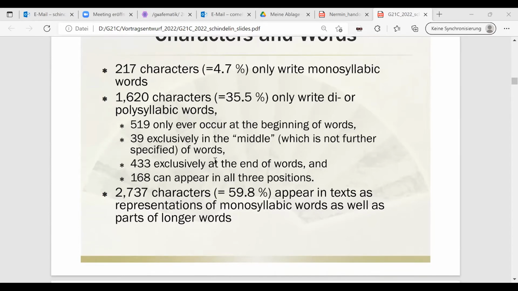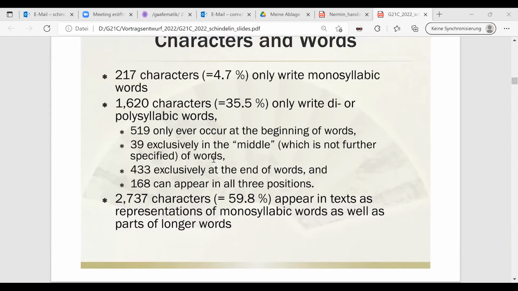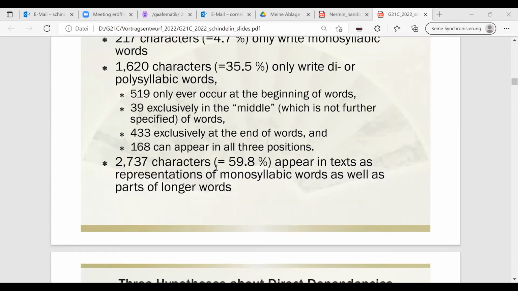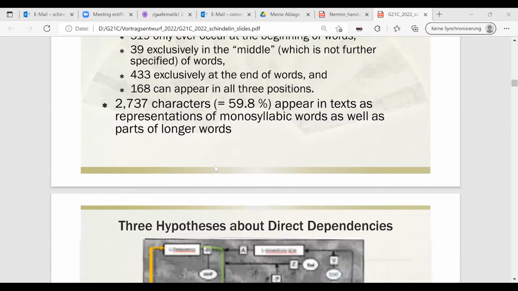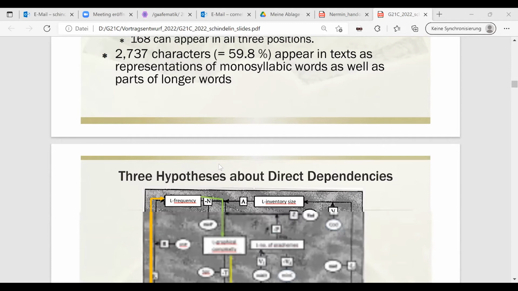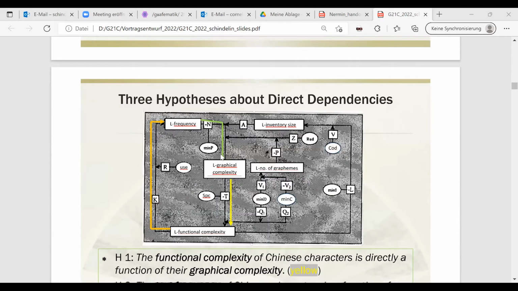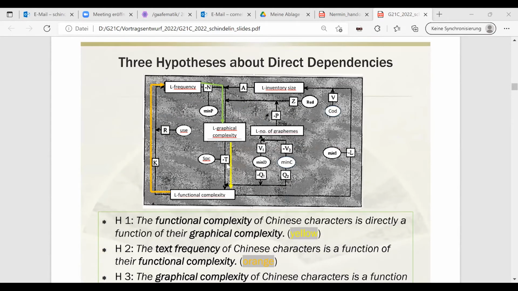So the characters appear in more or fewer words and in different positions. I'm not going to go into this here because I want to get to the hypotheses. And there were three direct hypotheses, because there were three direct dependencies that had been explored before. And actually, I have to insert one sentence here.